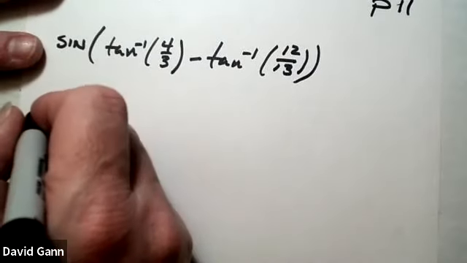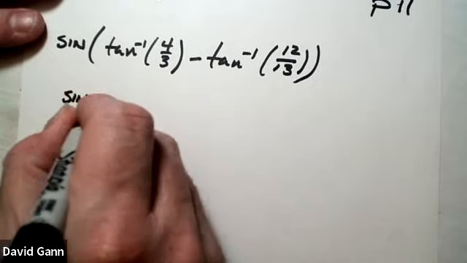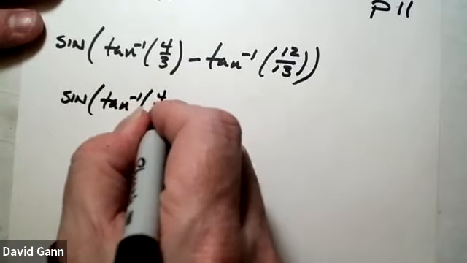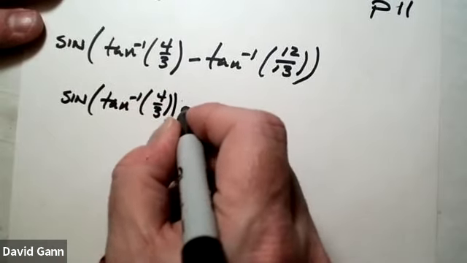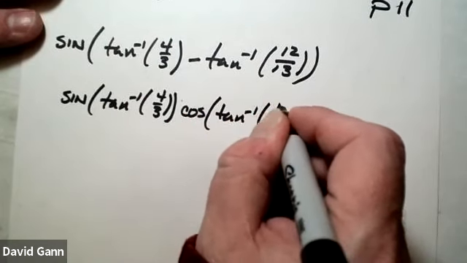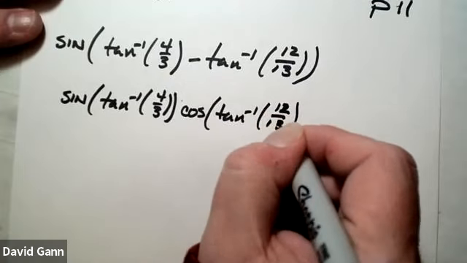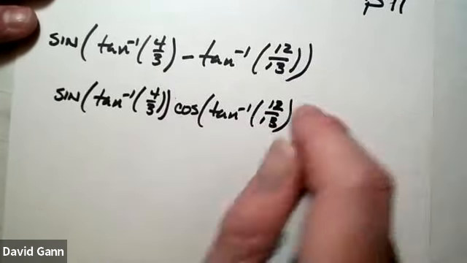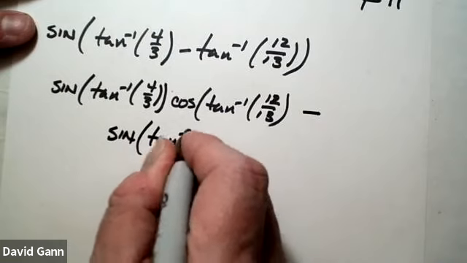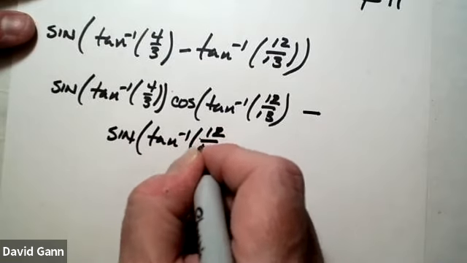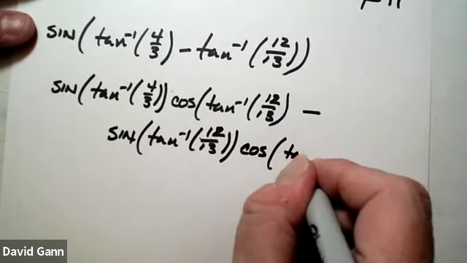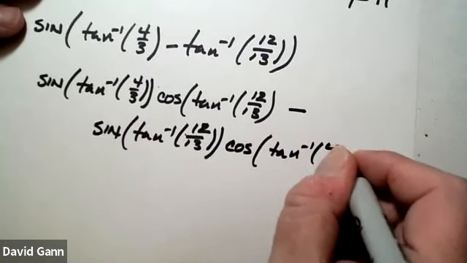So recalling the sine A minus B formula, it's going to be sine of the first angle, which is inverse tangent of 4 over 3, times the cosine of the second angle, which is the inverse tangent of 12 over 13, minus, and I'm going to have to bring it down to the next line, the sine of the second angle, which is inverse tangent of 12 over 13, times the cosine of the first angle, which is inverse tangent of 4 over 3.